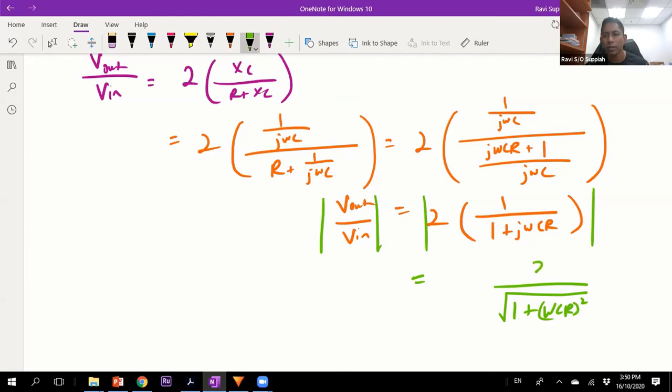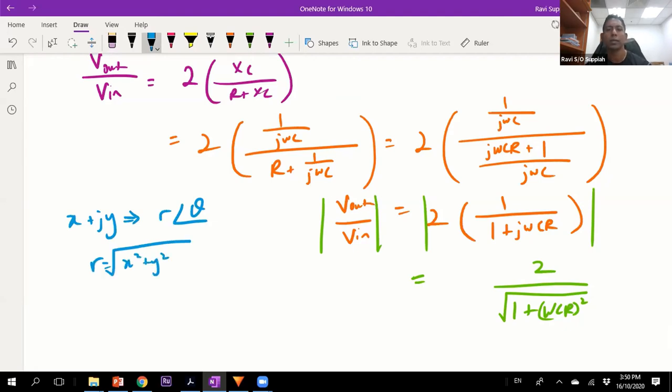Okay, so you can write it like this. Basically what you have done here is the numerator is just 1, so there's nothing to do. The denominator is a complex number. If you forgot how to do x plus jy, you convert to r angle theta. R is the amplitude, correct? And r is the square root of x squared plus y squared. So that is what we are doing here.